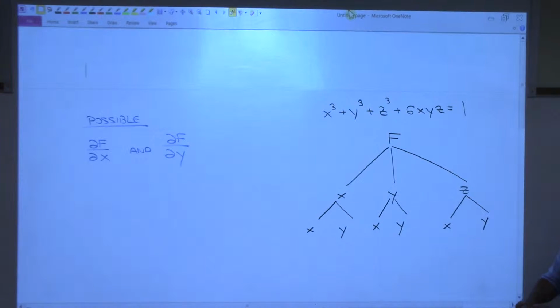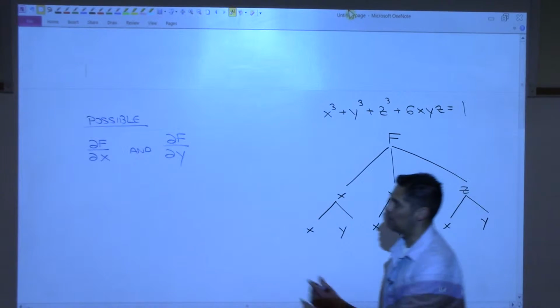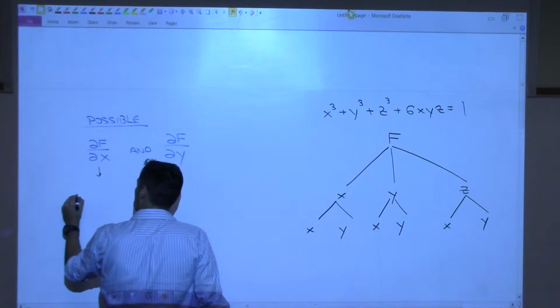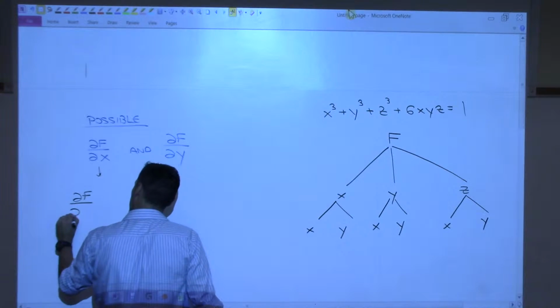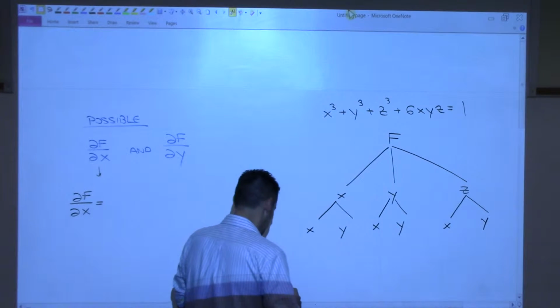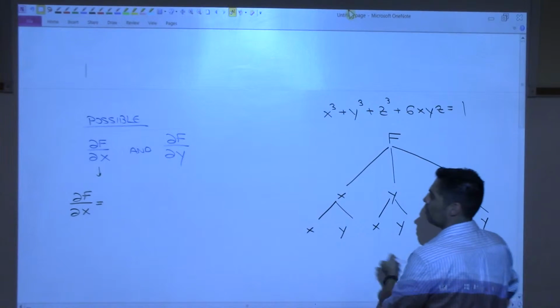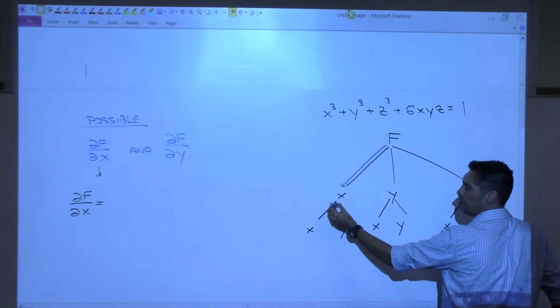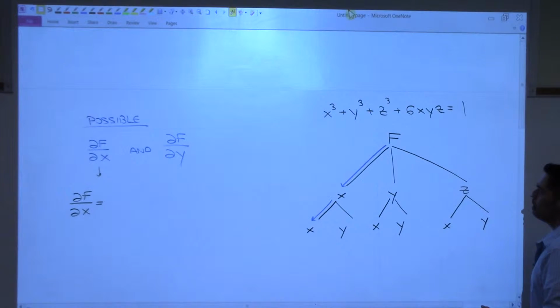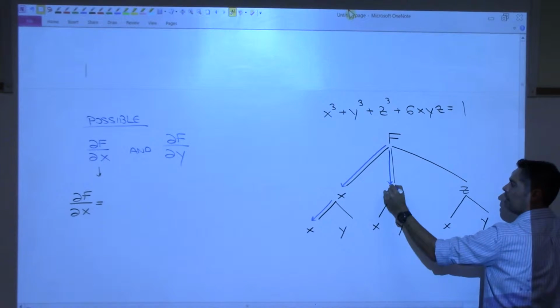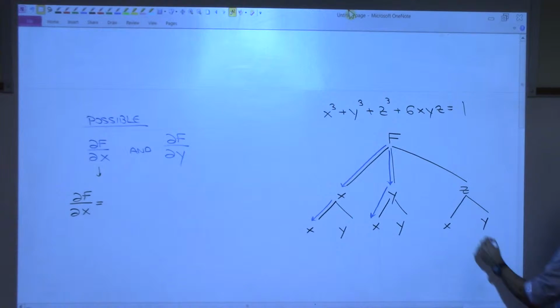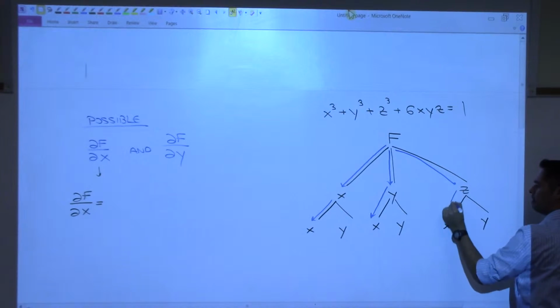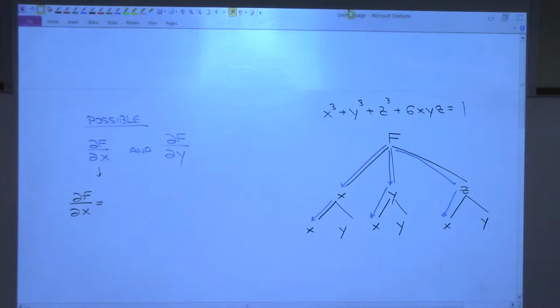All right, let's look at the partial of capital F with respect to X. Let's look at just this one. Partial capital F with respect to X would be equal to, I'm going to go down which branches here? Go down here, right? And then down here, right? And then I'm going to go down here and down here. And then down here and down here, right? Those are my branches. Questions?